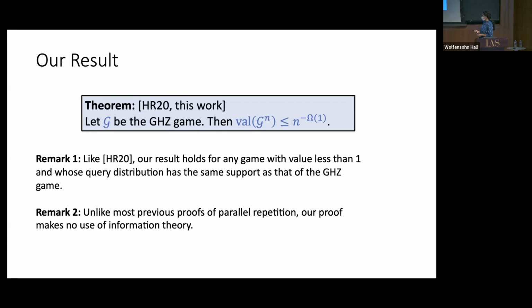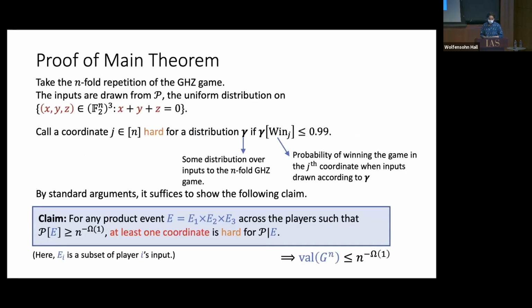And our second remark is that it's a little different from the previous proofs of parallel repetition. In particular, it does not use information theory or correlated sampling. It uses mainly Fourier analysis and combinatorial ideas. So this is what I wanted to say about our result. In the rest of this talk, I want to focus on giving you an idea of the proof involved, because this is the technically most interesting and the motivating aspect of our work. So I'm going to present a proof overview. Feel free to interrupt me with questions if at any point you have them.